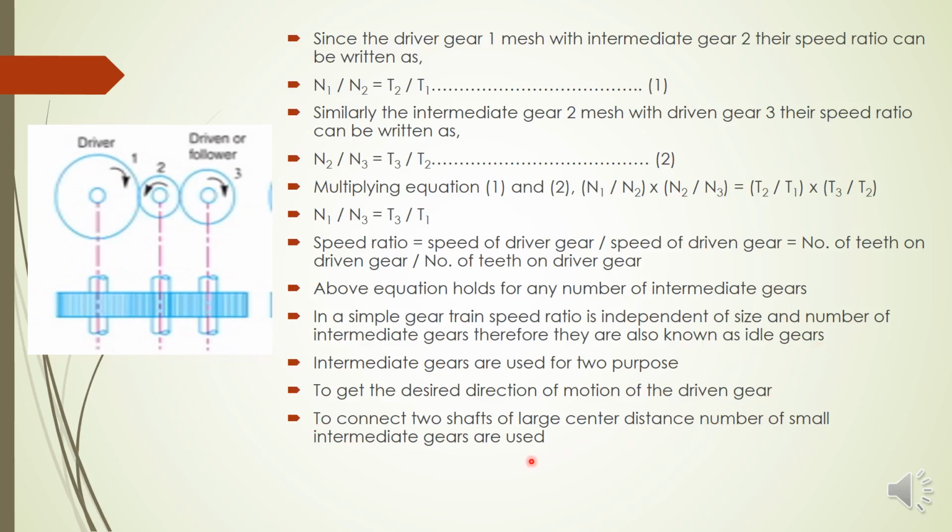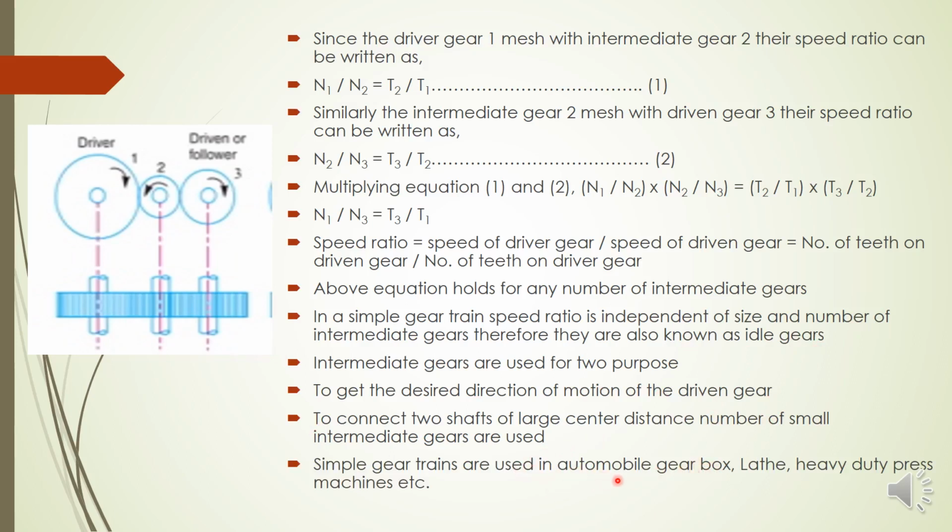Now what are the applications of a simple gear train? They are mainly used in the automobile gearbox. We already know the automobile gearbox has several gears, first gear, second gear, etc. In the lathe machine we also use this, and in heavy duty press machines, etc. we use this simple gear train. Now let's go to the compound gear train.